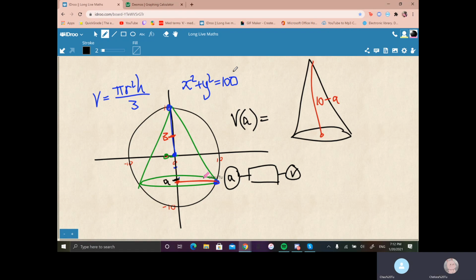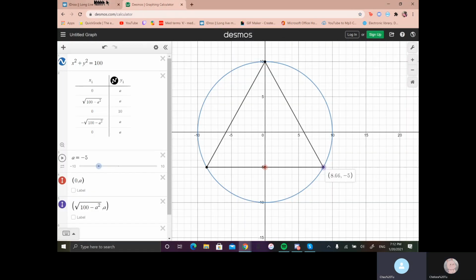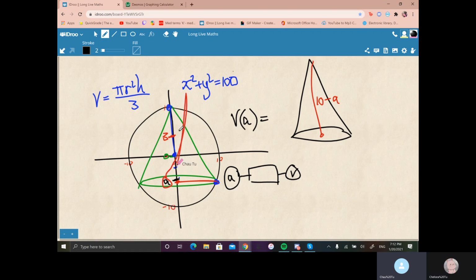Well, wait. Start again, Chelsea, just to play it safe. Let's put this into the X or into the Y? You put it into the Y. So this thing here would be X squared plus the square root of 100 minus A, squared. So the radius is root 100 minus A squared. That's the radius there.